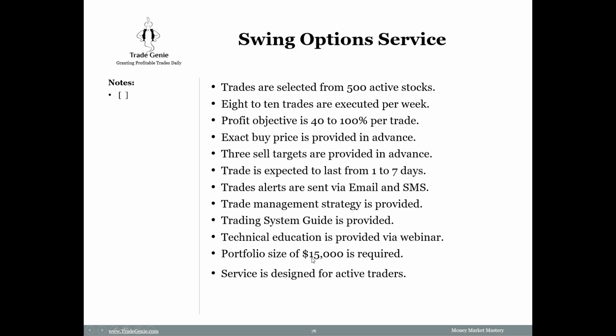For this swing option, you need to have at least 15,000 suggested or more. Some members have millions, some have 15,000. So all traders, different portfolios. And this is active trading. Active means if you are busy, you can still trade from your mobile phone app, because I'm providing you SMS. And if you have email alerts set up, you get the email. You don't even need SMS, because the emails are popping up right at the same time as the SMS.